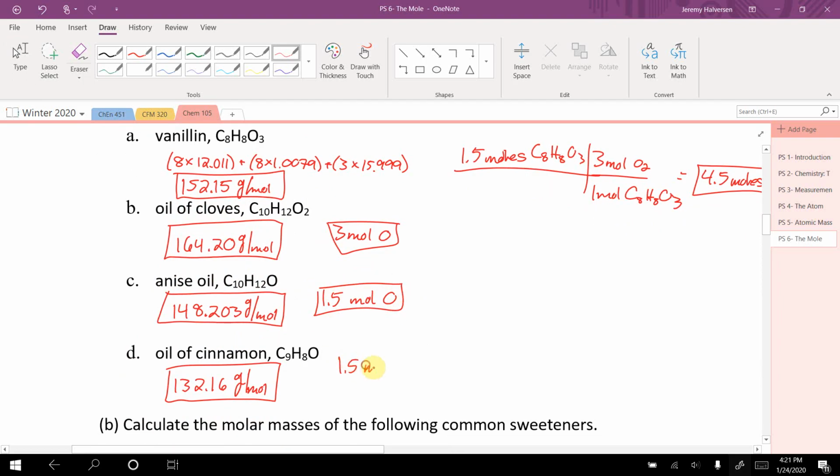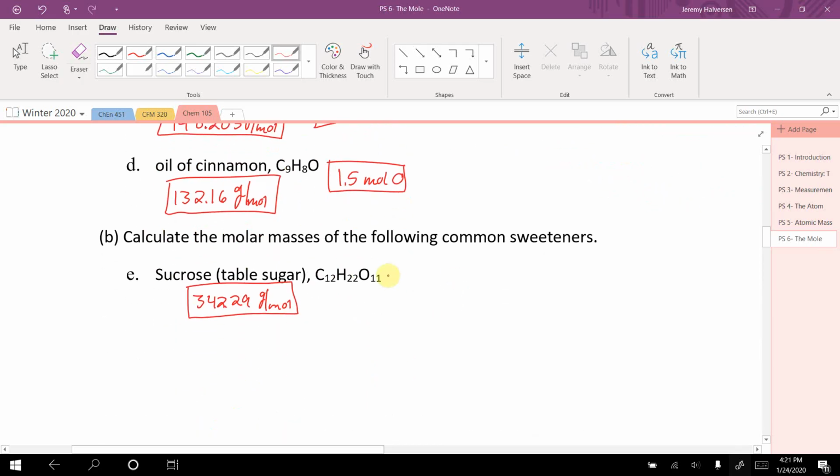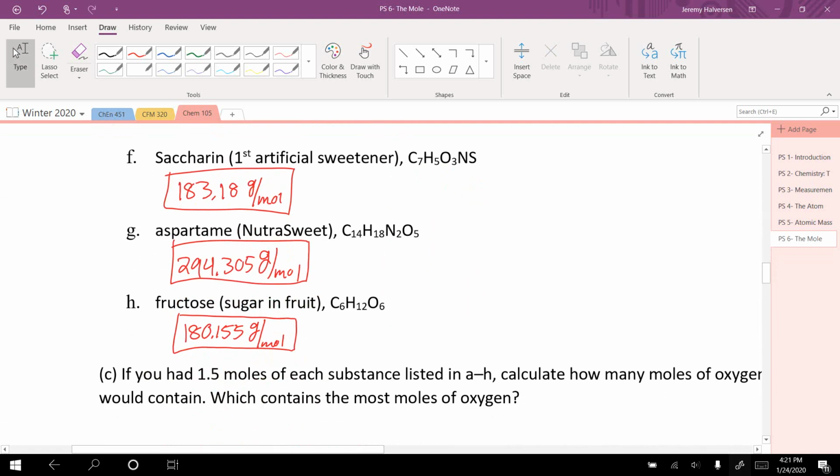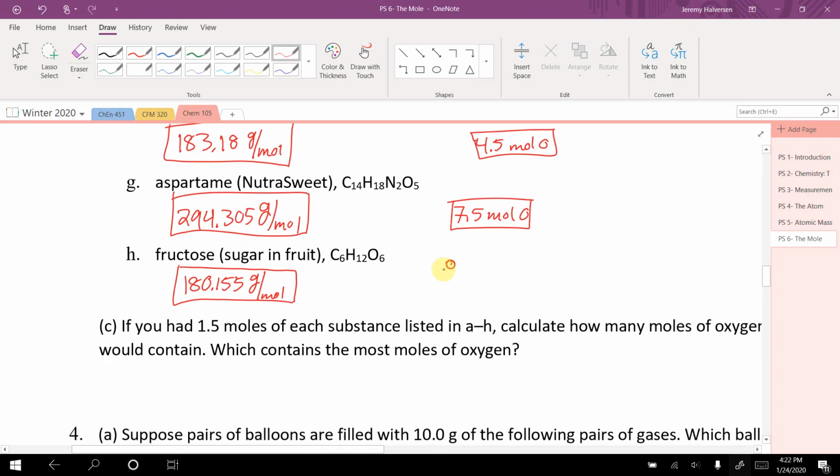This would also have 1.5 moles of oxygen. This one would have 11 times 1.5, which gives me 16.5 moles of oxygen. 4.5, 7.5, and 9.